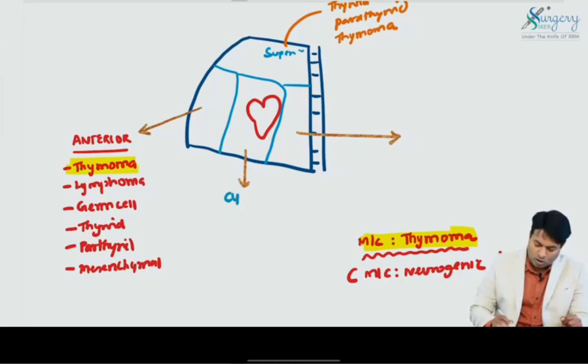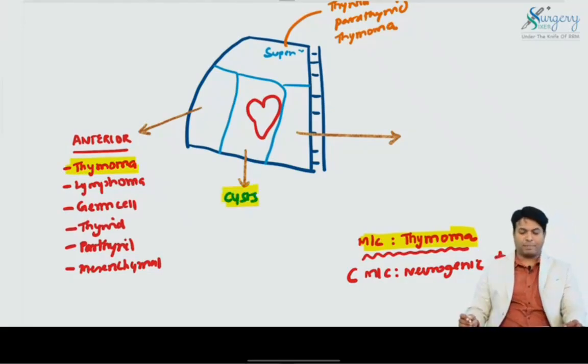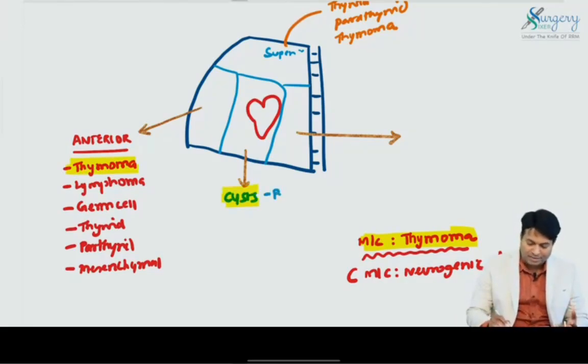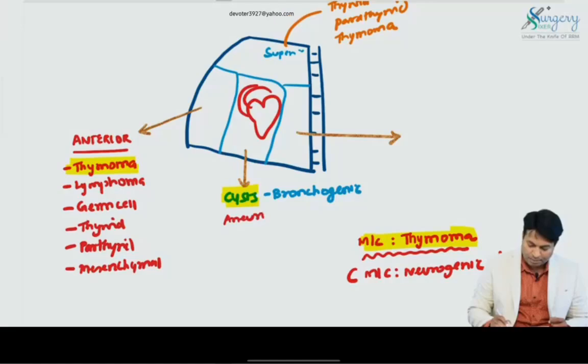In the middle mediastinum, the most common lesion is cyst. Cysts like what? Like pericardial cyst and bronchogenic cyst. I'm going to discuss bronchogenic cyst and pericardial cyst. All cysts are seen in the middle mediastinum, and vascular aneurysms. Major vessels are seen here only, so aneurysms are seen in the middle mediastinum, as well as lymph node masses.